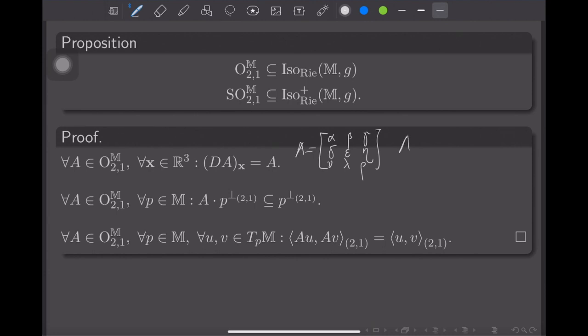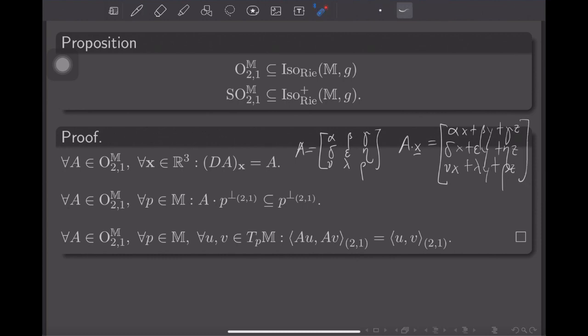And so AX, the value of A as a linear function on a vector X, is what you get by just multiplying the vector. So it would be alpha X plus beta Y plus gamma Z, delta X plus epsilon Y plus eta Z, nu X plus lambda Y plus rho Z. Right? So this is when I see A as a function from R3 to R3.